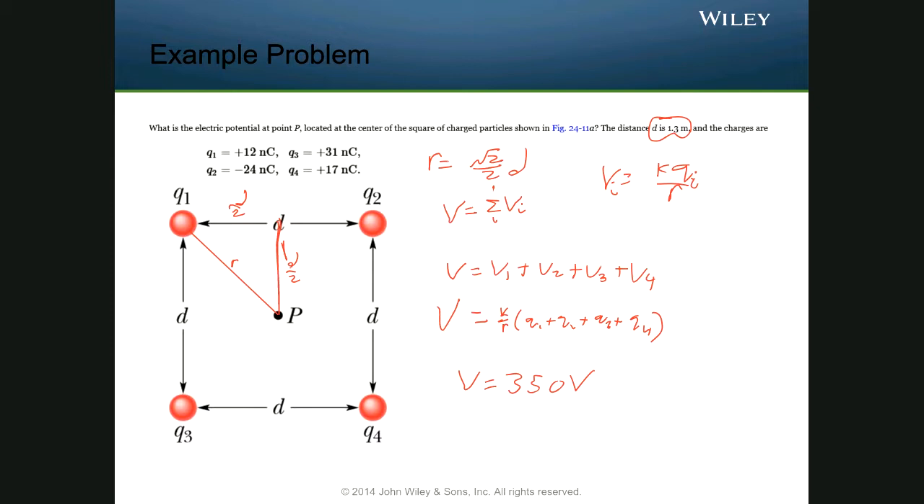Look at the triangle I have here to get this distance r. This leg is d over 2, this leg is d over 2. R squared is equal to d squared over 4 plus d squared over 4. I mean, you guys can see how it's going to happen. I'm not going to spend a lot of time on this one.